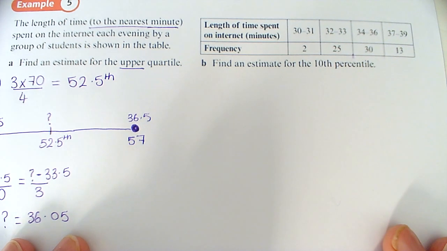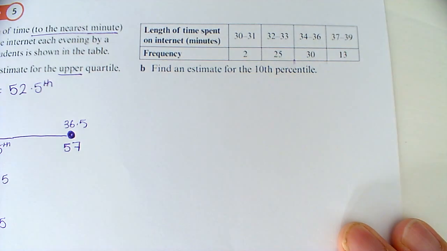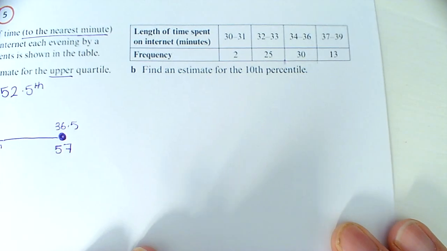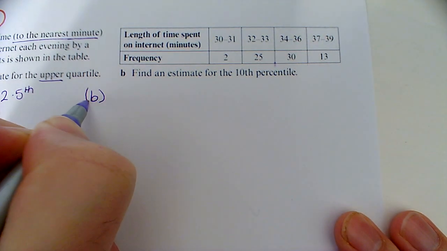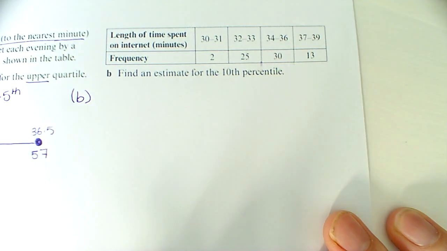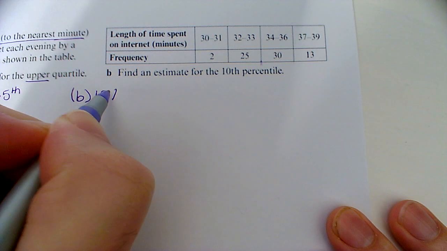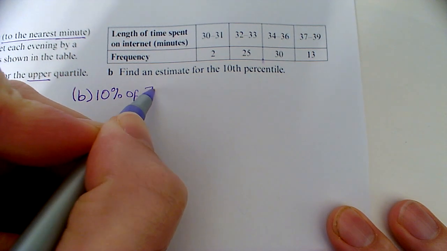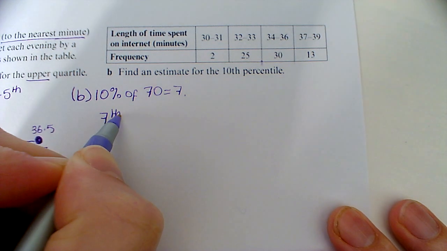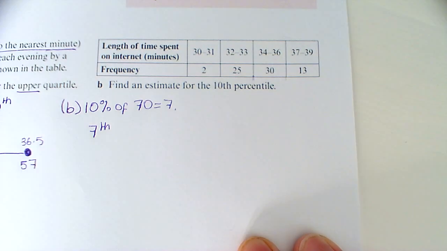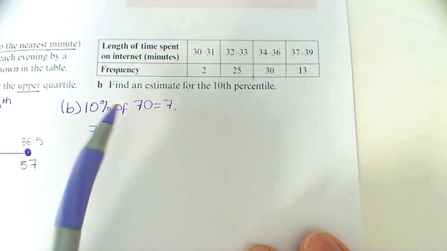So then for part B, we need to look at an estimate for the 10th percentile. This is our first little introduction to percentiles and how they work. We have 70 bits of data and we want the 10th percentile, so we need to work out 10% of 70, which is 7, and therefore we need to work out the 7th bit of data for our table here.